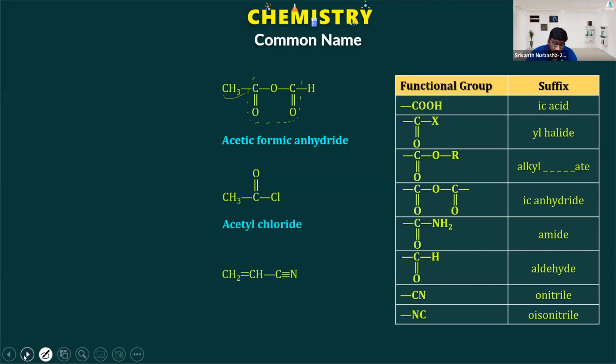Acetyl chloride. CH2 double bond CH, C triple bond N. Vinyl cyanide you can say, because CH2 double bond CH is a vinyl group, or you can also say vinyl cyanide using the radical dependent system. As we have said, the cyanides and isocyanates can be named by both systems, radical dependent or radical independent. You can also say this carbon is an acryl carbon, so acrylonitrile.